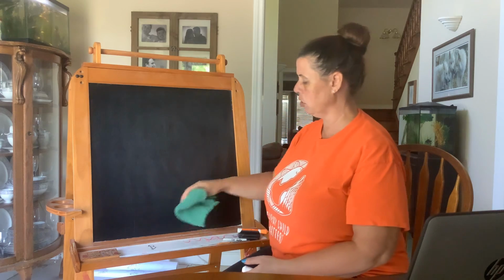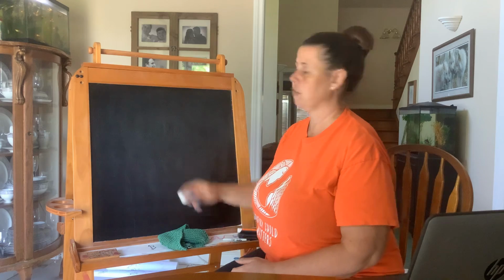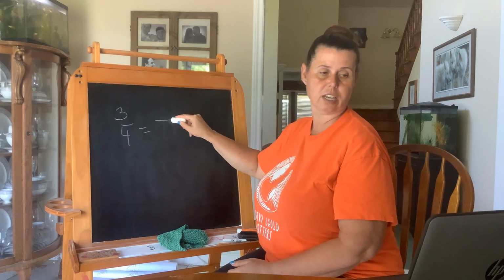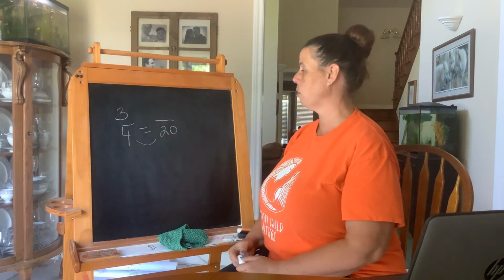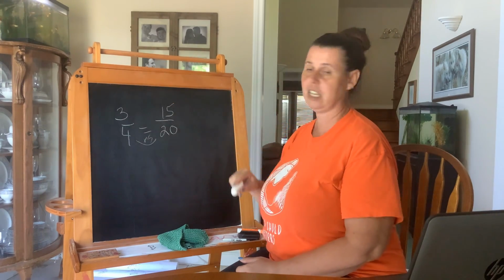There's really no new learning, I don't think, today. It's, again, putting things together that we've learned earlier this year. Things are starting to come together. So they've got 3/4 equals how many 20ths? Well, how did I get from 4 to 20? Times 5. On the top that gives me 15.